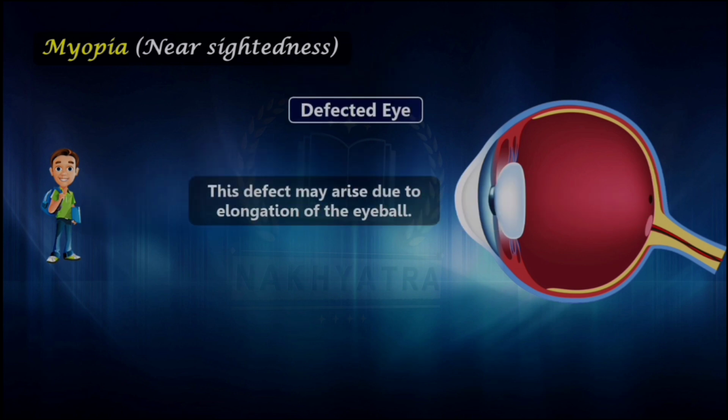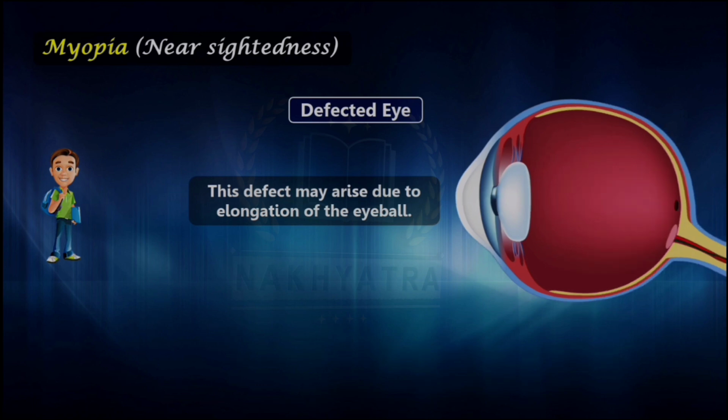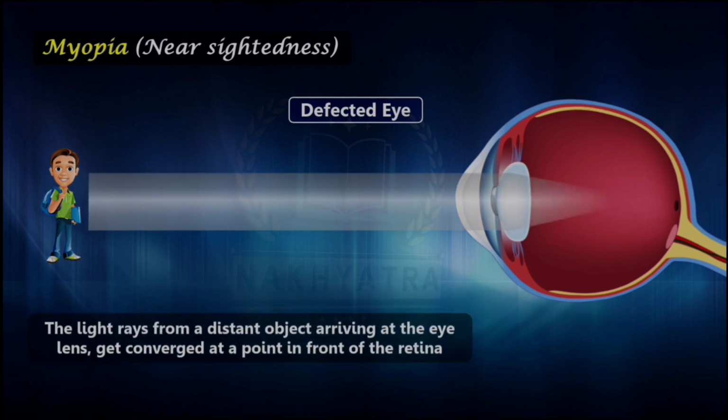So this defect may arise due to elongation of the eyeball. The light rays from a distant object arriving at the eye lens get converged at a point in front of the retina. As you can see here, at this point the rays get converged. Can you see it? And the image on the retina becomes unclear.